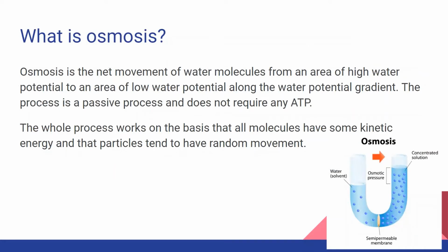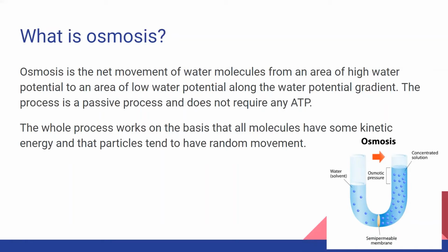So what is osmosis? Osmosis is the net movement of water molecules from an area of high water potential to an area of low water potential across and along the water potential gradient. The process is again passive and doesn't require any ATP. The whole process tends to work again on the basis that water molecules have some sort of kinetic energy and that particles tend to have random movement.